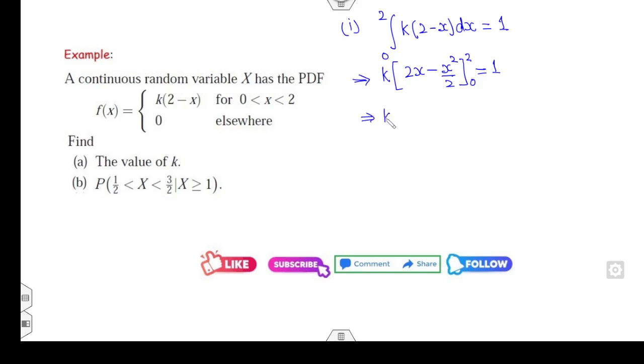So now substitute the upper limit. 4 by 2, 0 will be 0, is my 1. So which implies 2k is equal to 1. This implies k is equal to half. Fine. So the value of the k is my half. Look at the second part.